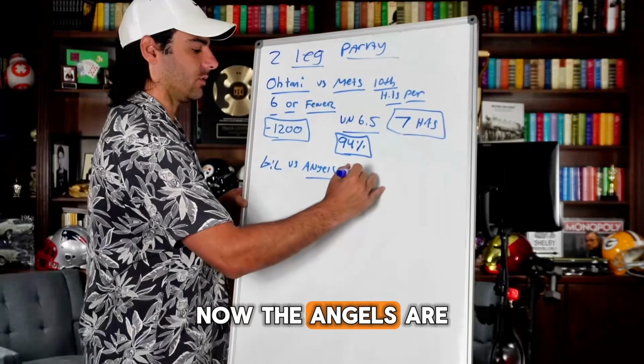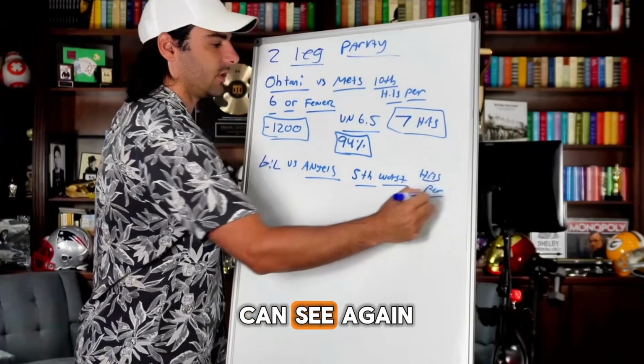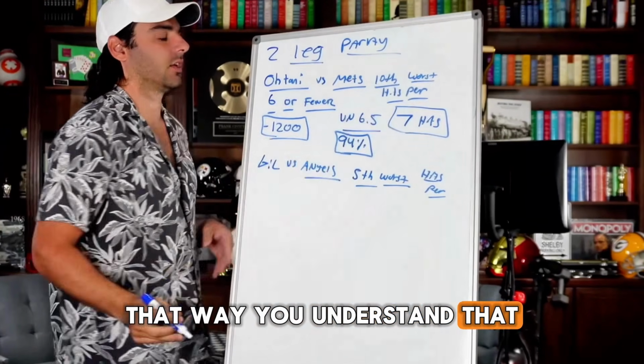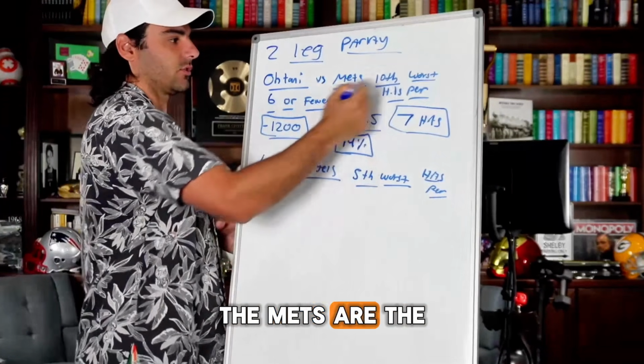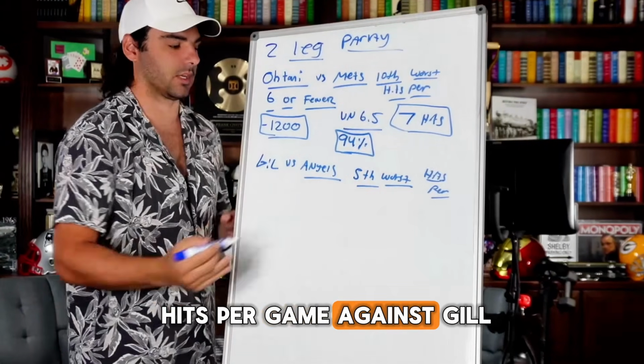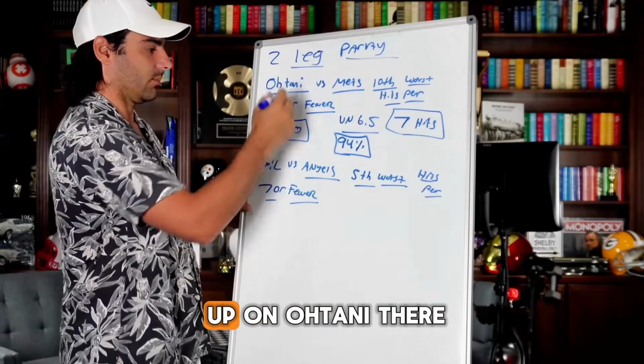Now the Angels are the 5th worst, okay, hits per game. Put that over there so that way you guys can see. Again, same thing here. Make sure I put worst so that way you understand that. Okay, 10th worst. The Mets are the 10th worst against Ohtani, and then the Angels are the 5th worst hits per game against Gil. Now, Gil's number is 7 or fewer, okay? So that's 1 up on Ohtani there.